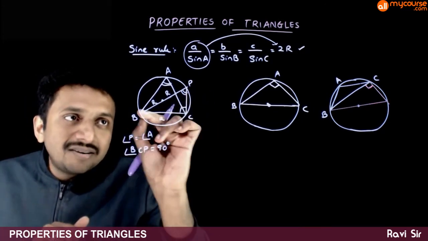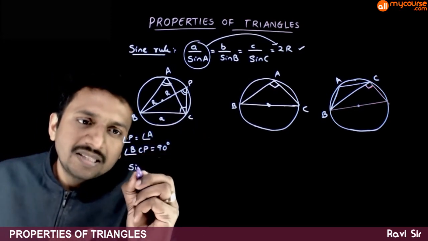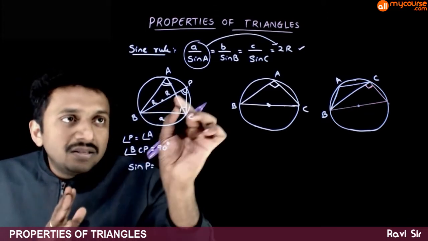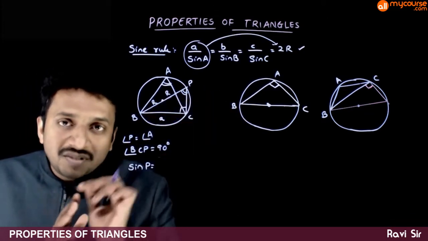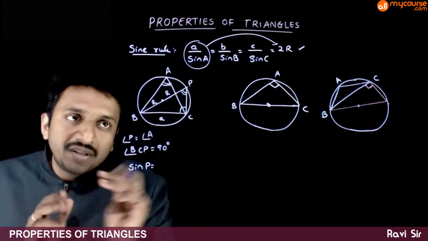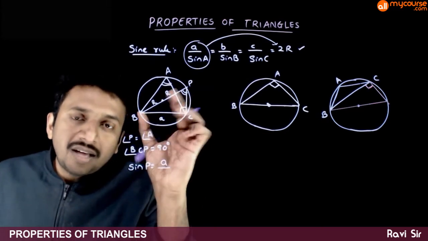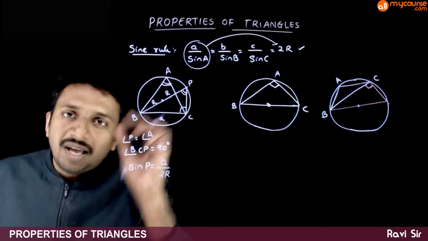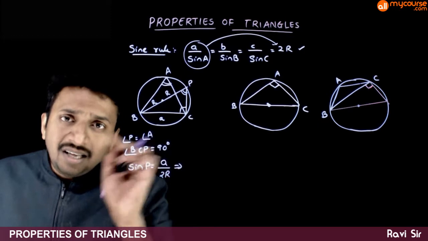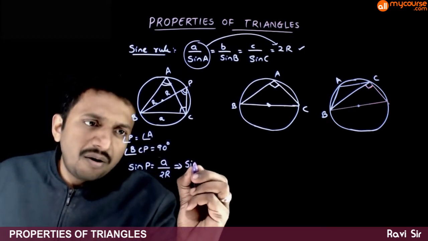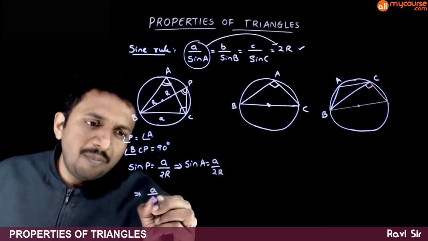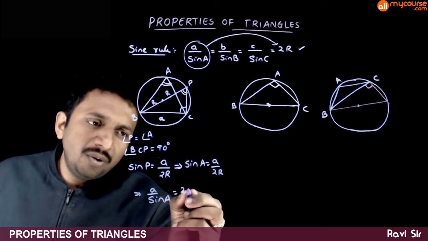Now, in this right angle triangle, what is sine P? Sine of P is nothing but opposite side by hypotenuse. So in this triangle BCP, which is a right angle triangle, BP is the hypotenuse, and a is the side opposite to P. So a by the hypotenuse, which is 2R, the diameter. And this implies angle P is exactly equal to angle A. So sine of A is equal to a by 2R. This implies a by sine A is equal to 2R.